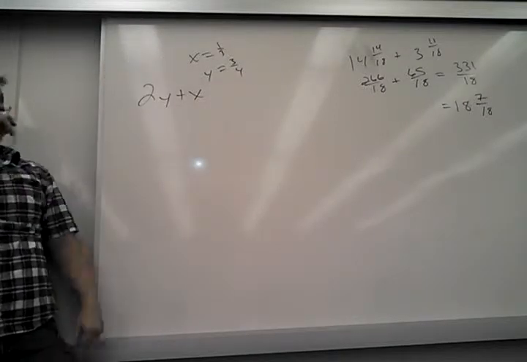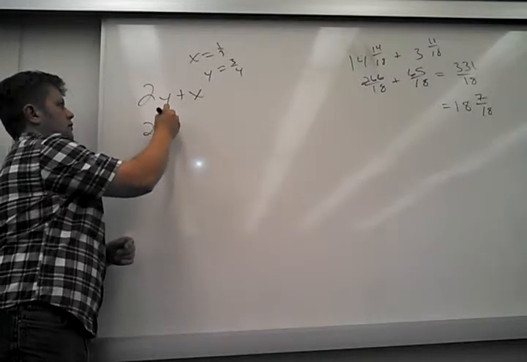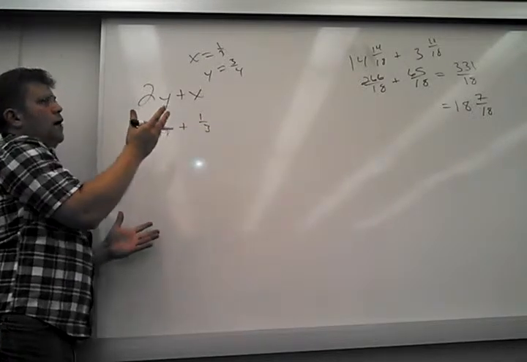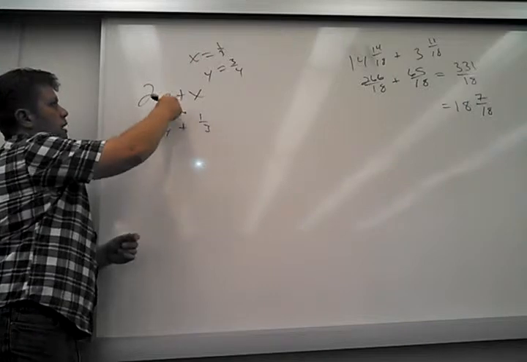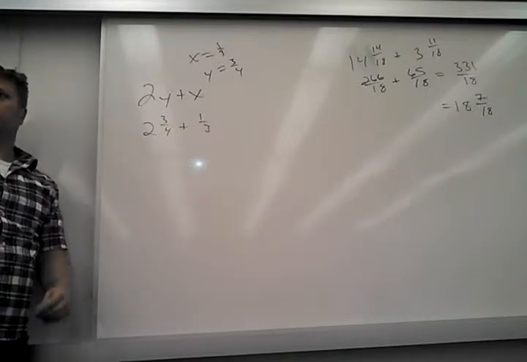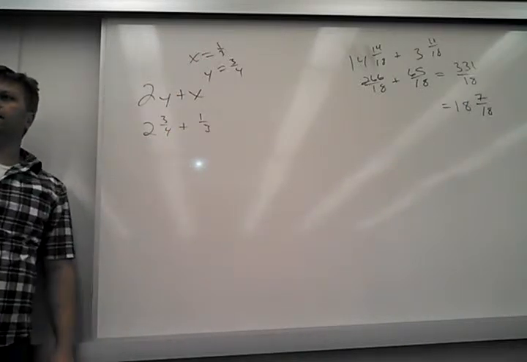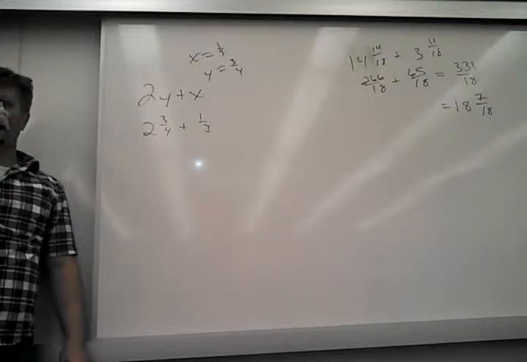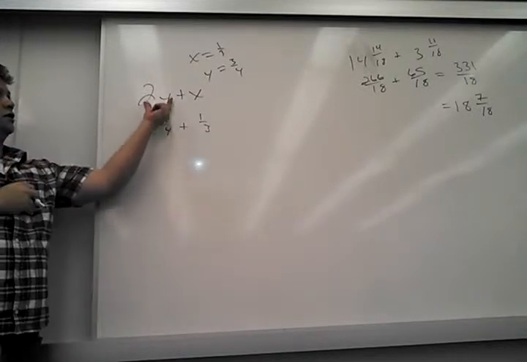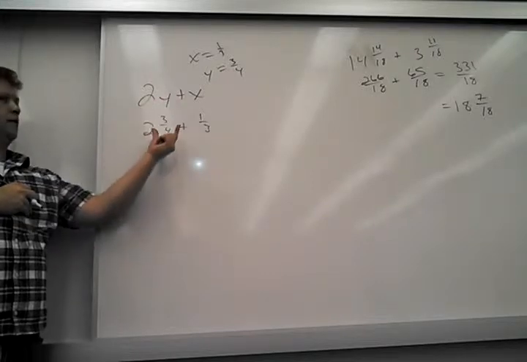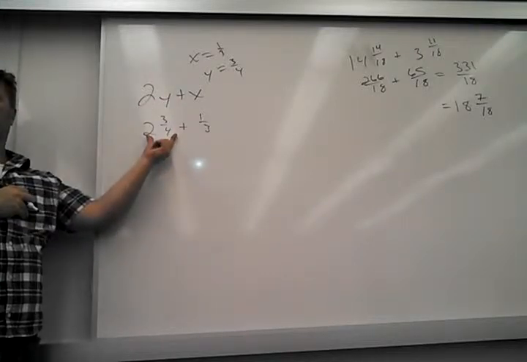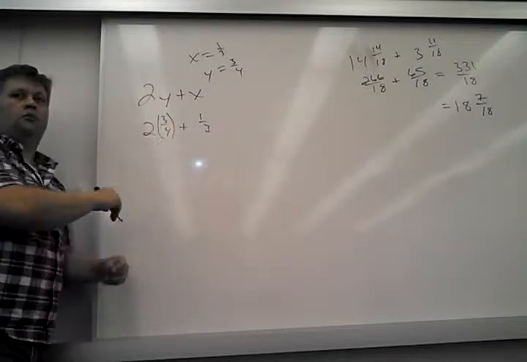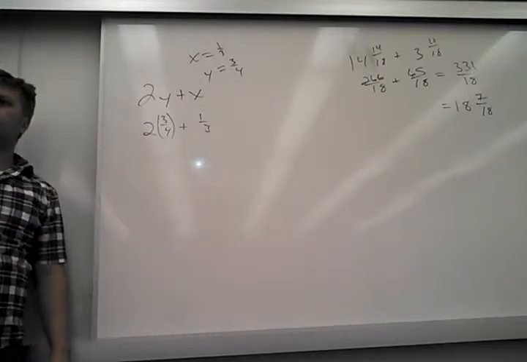Now the mistake I see all the time is somebody will write this. Now, why is that wrong? X is 1/3, y is 3/4. What's wrong with that? Common denominator? No. What operation is this? Multiplication. Am I multiplying? No. 2 and 3/4 is 2 plus 3/4, right? So that's why when you plug something in, you should do it in parentheses, so you still maintain the operation.